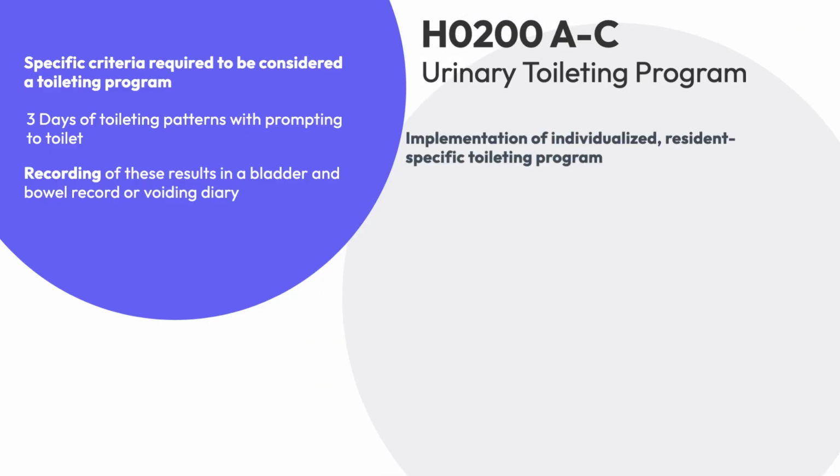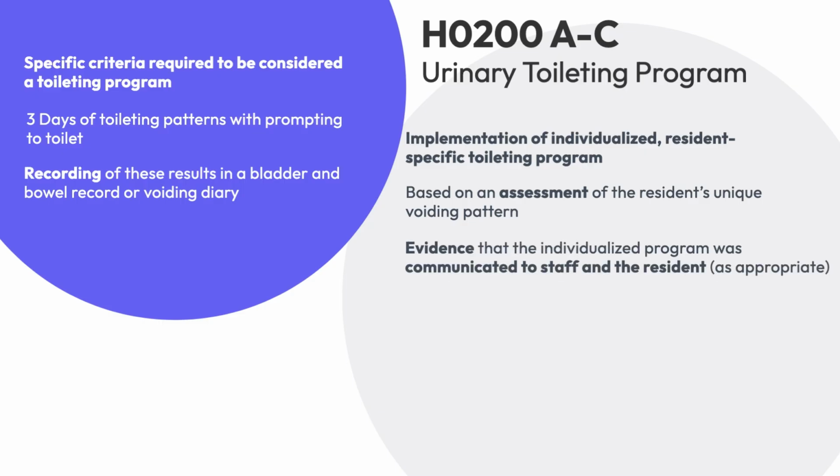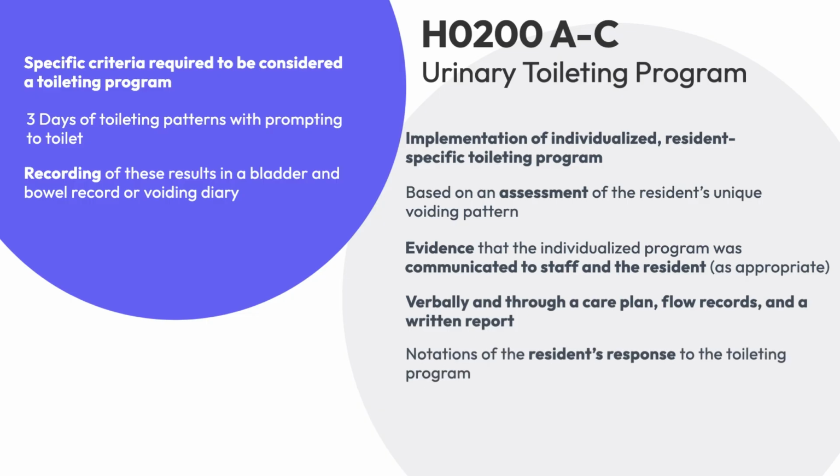The implementation of an individualized, resident-specific toileting program that was based on an assessment of the resident's unique voiding pattern. Evidence that the individualized program was communicated to staff and the resident if appropriate, verbally and through a care plan, flow records, and a written report, and lastly, notations of the resident's response to the toileting program and subsequent evaluations are performed as needed. Our first item relating to this will be H0200A.